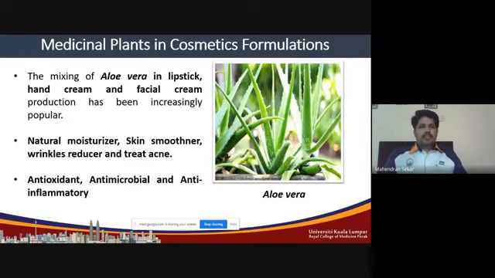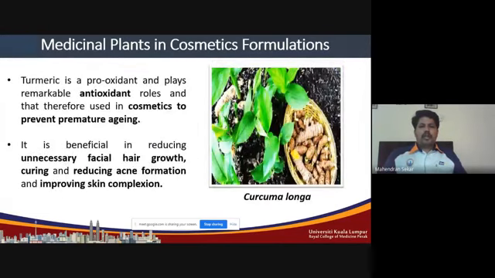Aloe vera is one of the main ingredients present in many cosmetic products, because it is a natural moisturizer and skin smoother, and also a wrinkle reducer, and it is mainly used for the treatment of acne like pimples. And curcumin, we did a lot of studies on Curcuma longa and curcumin, and it has been used as one of the main ingredients in cosmetic products. It is mainly beneficial in reducing unnecessary facial hair growth, reducing acne formation, and improving skin complexion. These are all the main important properties of Curcuma longa.